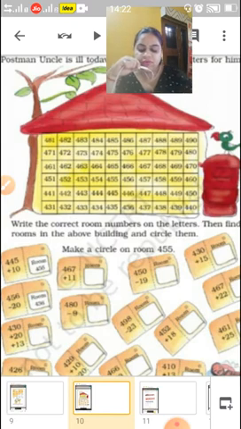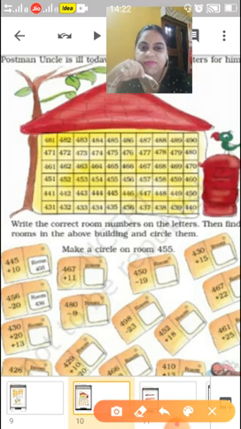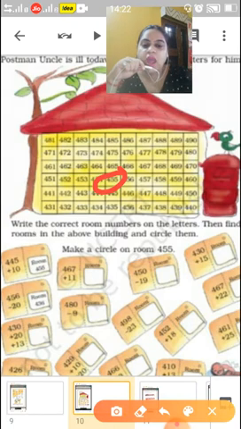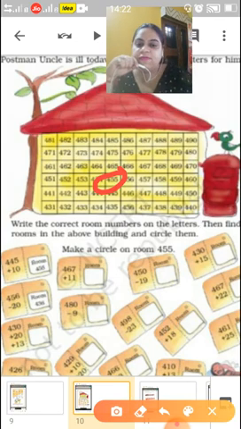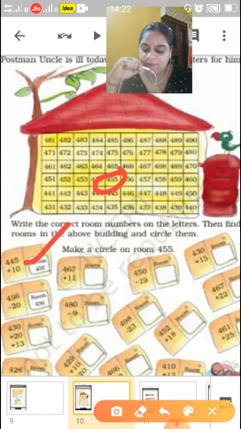First we have to deliver the letter. I have written, make a circle on room number 455. So where is room number 455? You will circle here. Okay. Now let's start. 445 plus 10, that is 455. Okay. So first is done.